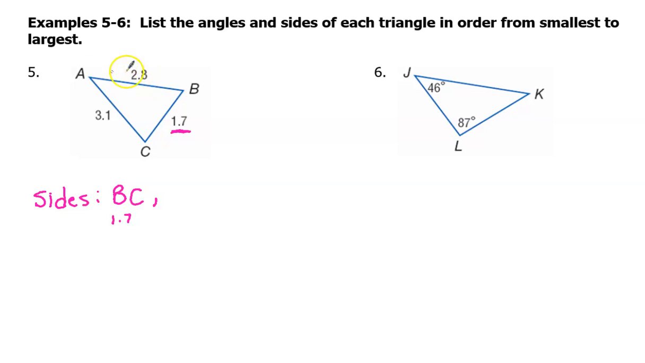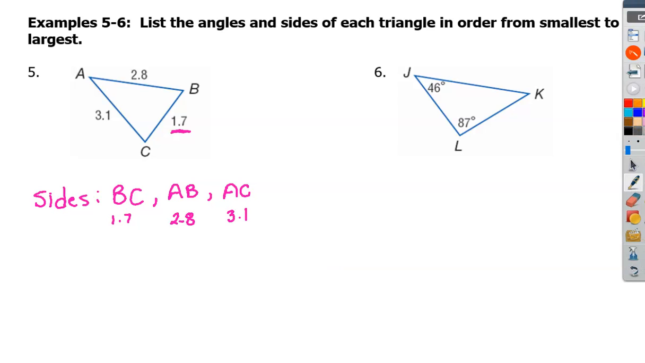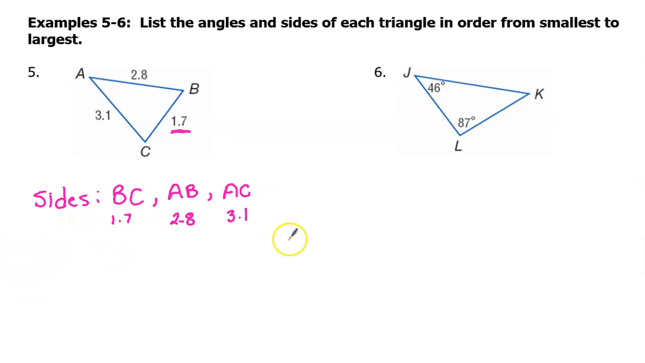The next one would be AB because it is 2.8. And then the last one would be AC because it's 3.1. Now remember, we have theorems 5.9 and 5.10, I believe, which state that the angle measures correspond with the side. So if this is the smallest side, then the angle opposite this side is also the smallest angle.